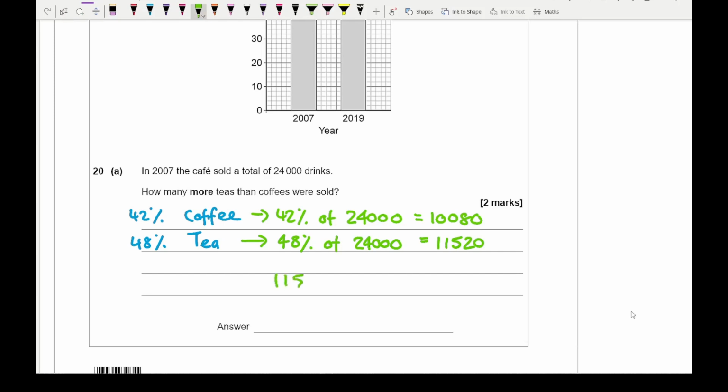So 11,520 minus 10,080, and again just going straight onto the calculator for this, I get an answer of 1440.